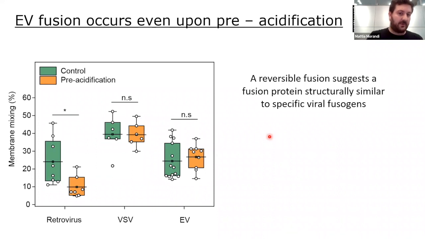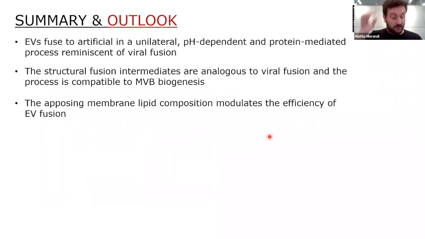So with this, I will conclude. Just to summarize, EVs indeed are capable of fusion to artificial membranes in a process that is unilateral. EVs are capable of doing it just by themselves, and it is pH dependent and protein mediated. This is highly reminiscent of viral fusion of many enveloped viruses. This process is compatible with biogenesis in the MVB or in acidic compartments and may hint at what the structure of the EV fusion protein could be.